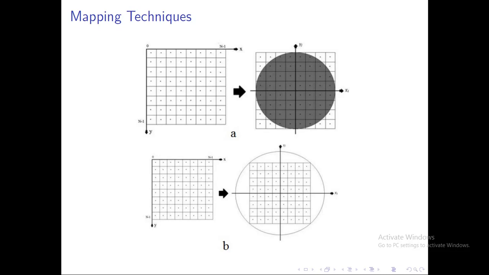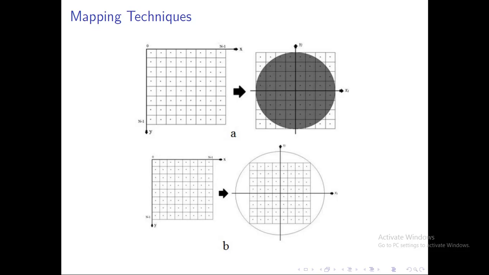Now there are two types of square to circle mapping techniques. One is inner circle mapping and the other is outer circle mapping. Figure A shows the inner circle mapping and figure B shows the outer circle mapping. In inner circle mapping, the center of the image is converted to the center of the unit disk, and all the pixel coordinates are normalized to the unit disk.